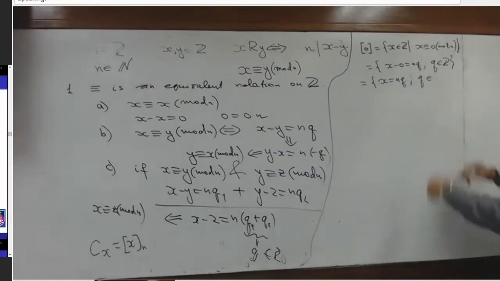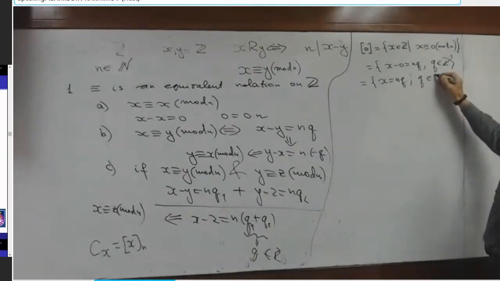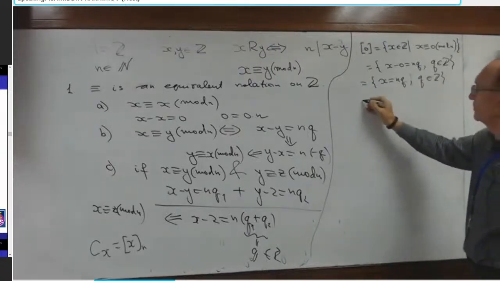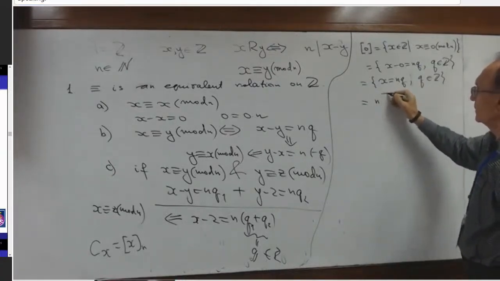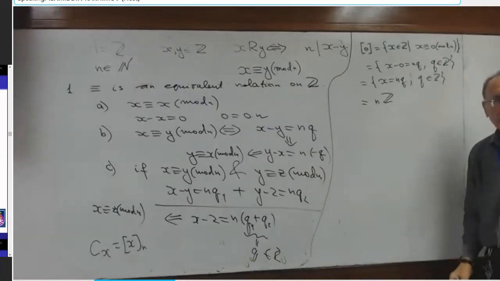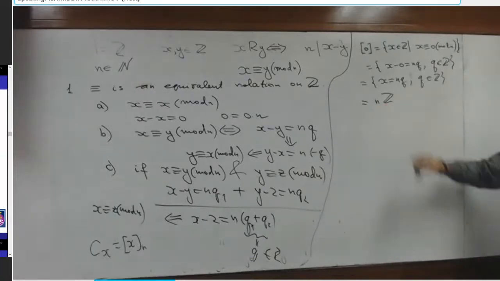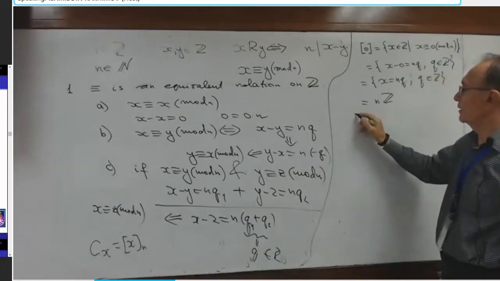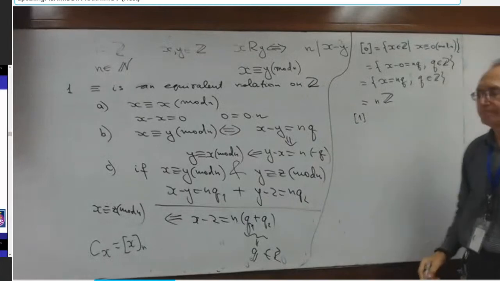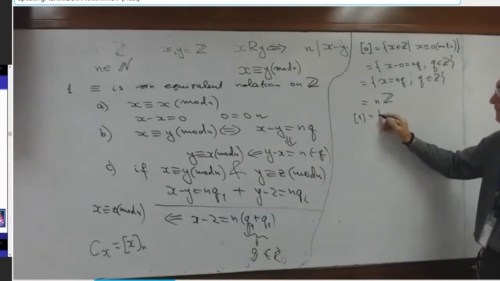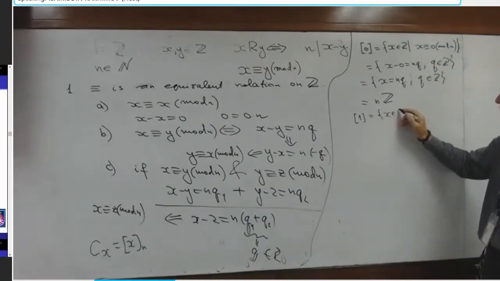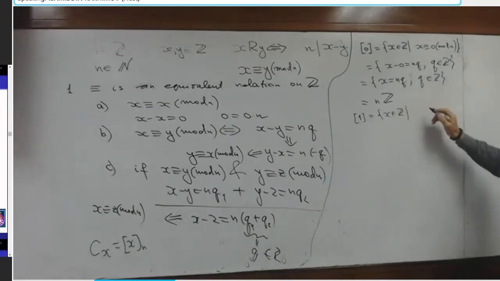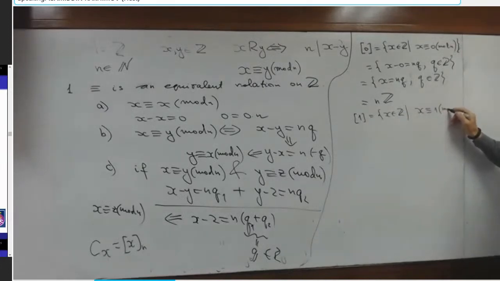So that means X must be a multiple of N. This set is denoted as NZ, all multiples of N. Let me take the equivalent class of 1. So that means this is those X from Z such that X ≡ 1 mod N.